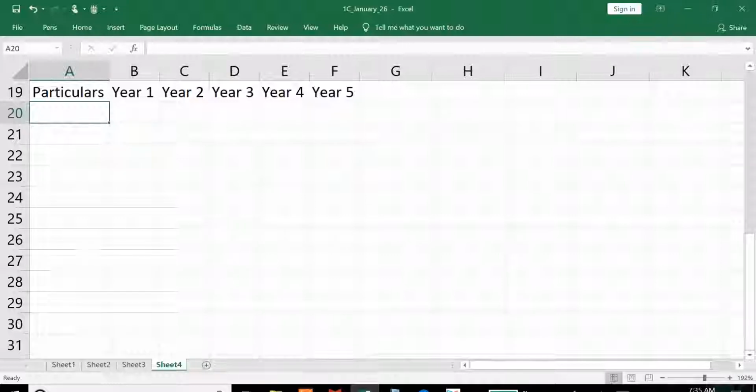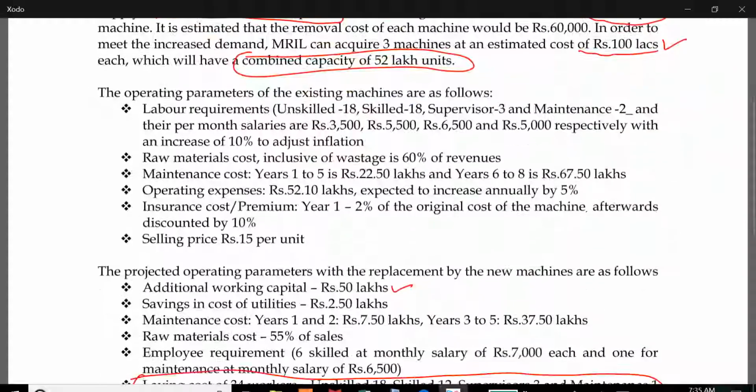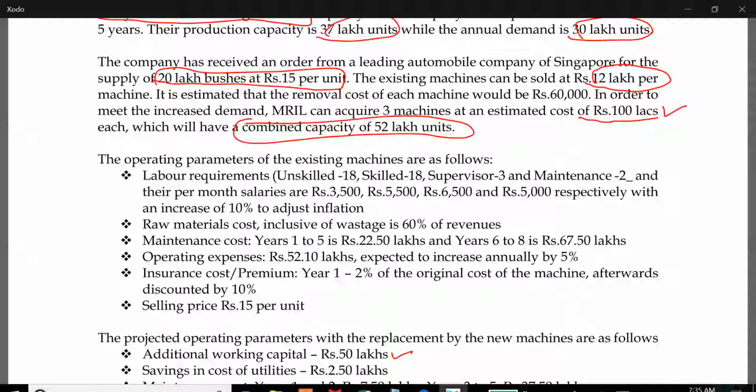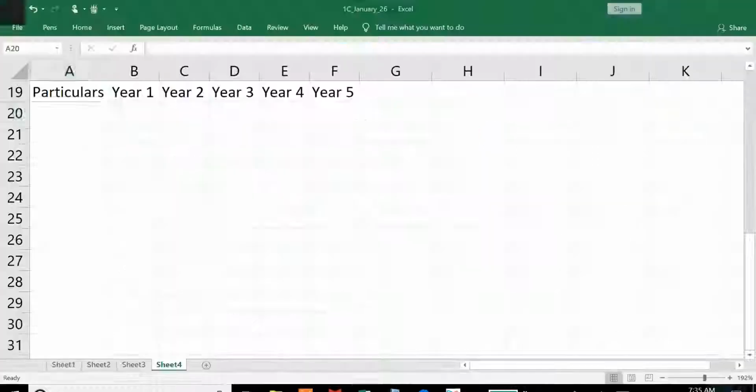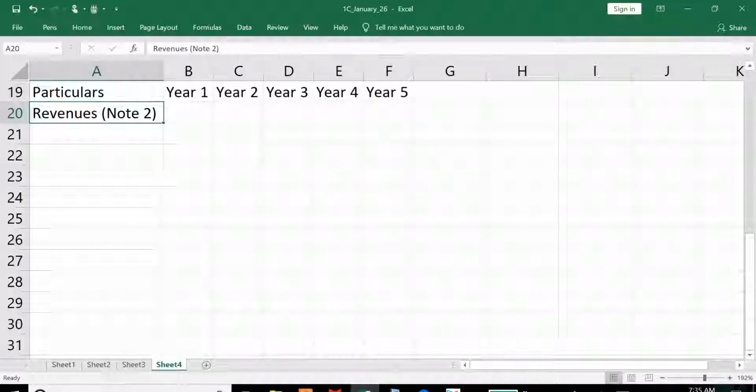Okay, listen, we are not going to do the calculation first. Let's first capture what items are going to come so that we don't miss out on anything. The first thing is, because of this machinery, there are going to be extra revenues. I will have to do this in note 2: old revenues, new revenues and incremental revenues. I will capture only the incremental here.